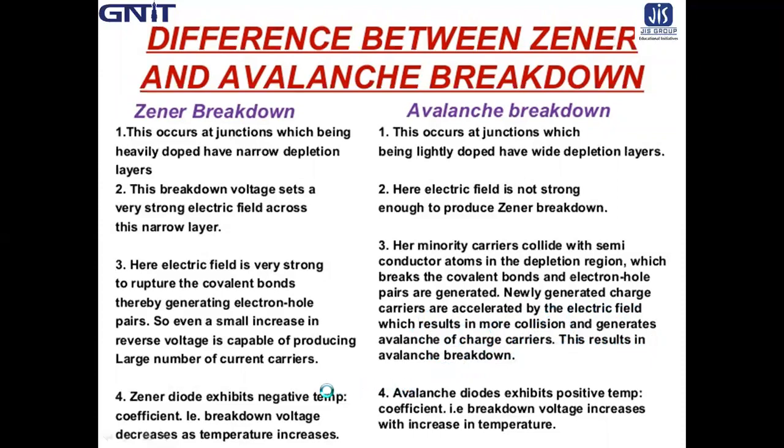And the fourth point is, zener diode has a negative temperature coefficient. That means breakdown voltage decreases as temperature increases. But avalanche diode exhibits positive temperature coefficient. That means breakdown voltage increases with increase in temperature. Okay.